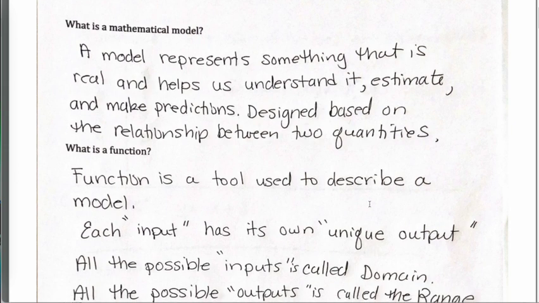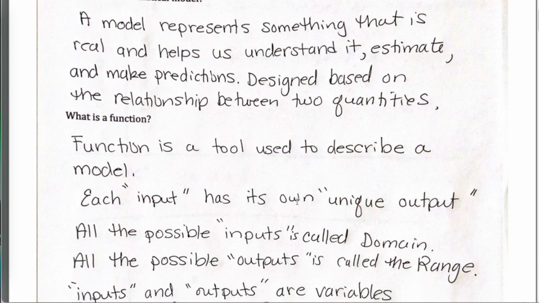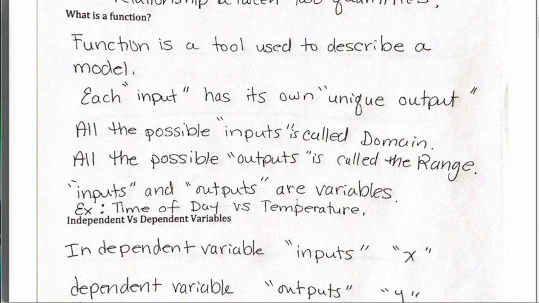Now, a tool that we use to model everyday things is called a function. A function is a tool used to describe a model. We have inputs and we have outputs, and each input is going to have its own unique output, and that's what defines a function. It's the relationship between two quantities where each of the inputs has one unique output. And the set of all the possible inputs is called the domain. And I want you to think about that as like the x's.